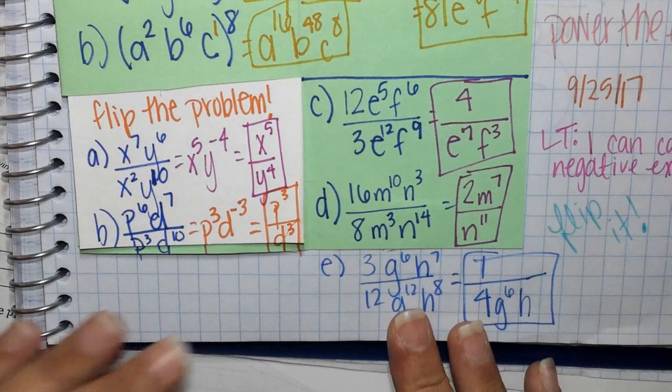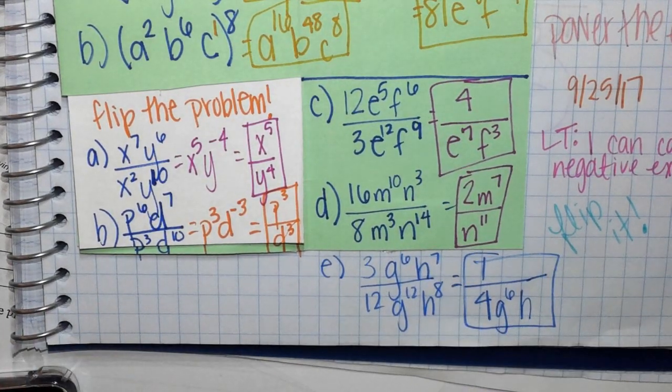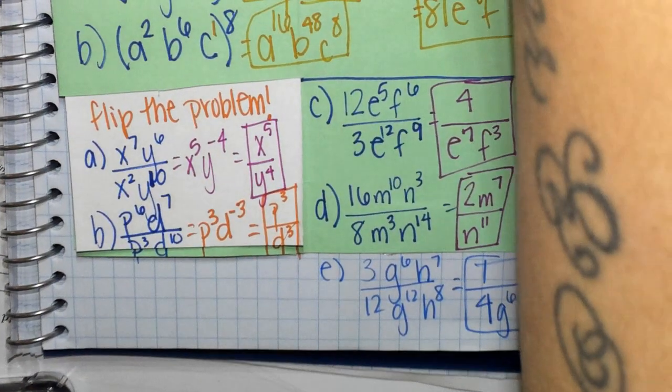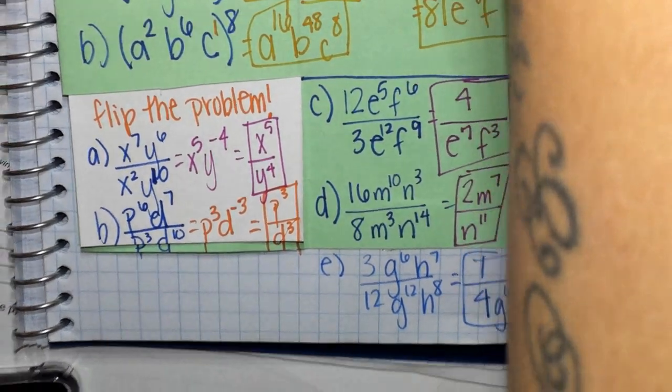Alright, does everybody see why these letters are where they are? Positivo. Could you move it to the bottom? Alright, una más of practice and then tarea.